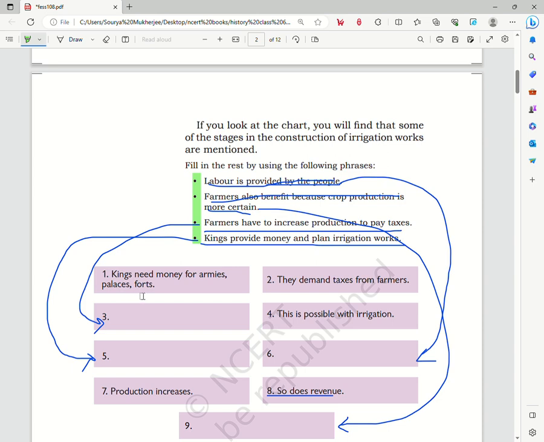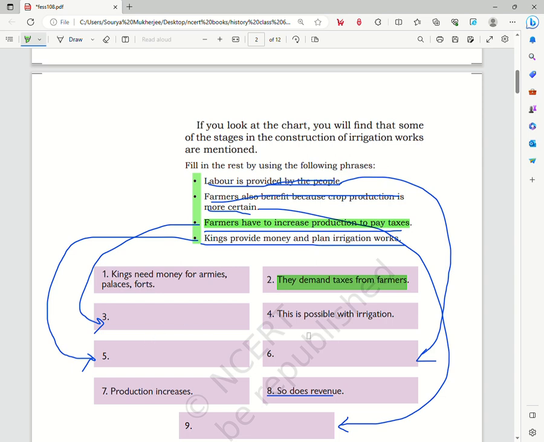So let us see. The king needs money for armies, palaces, and forts. We have read in the previous chapter that during the Mahajanpad era, the kings were building a lot of walled cities. They were building forts and recruiting larger armies, and all these needed a lot of money to sustain. So to generate the money, they had to demand taxes from the farmers, and the farmers also had to increase production to pay the taxes. So this point will go in box number 3. The farmers had to increase their agricultural production so that they could pay the increased tax.